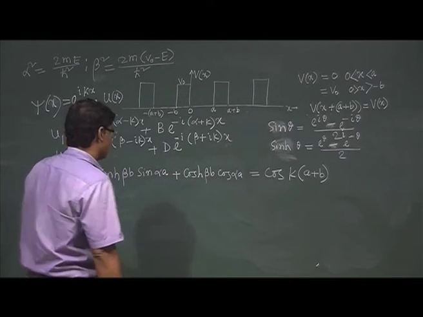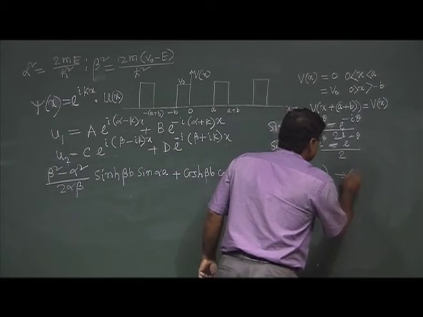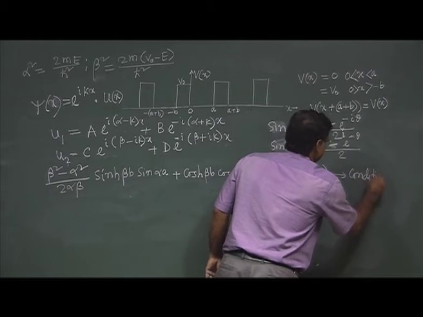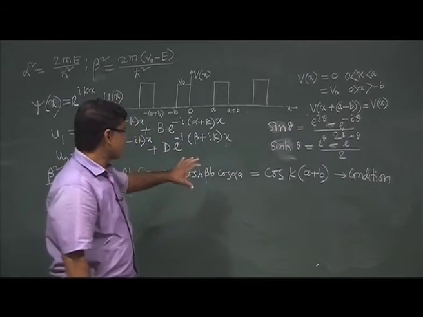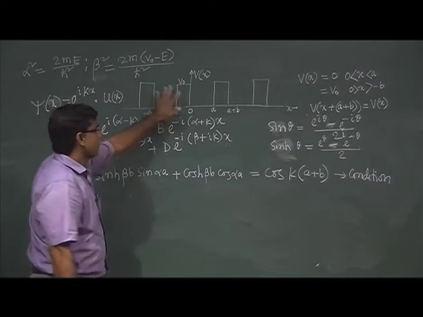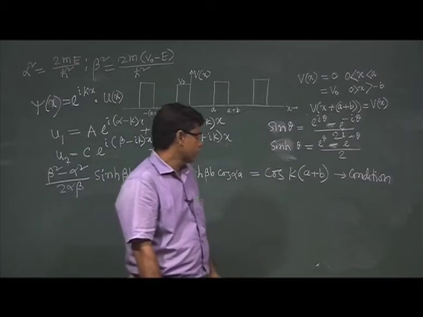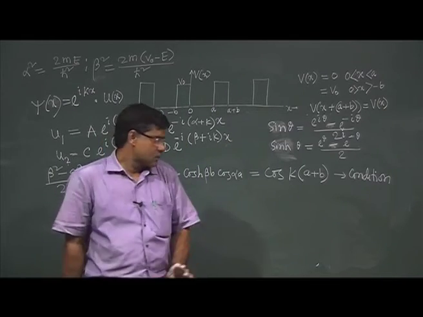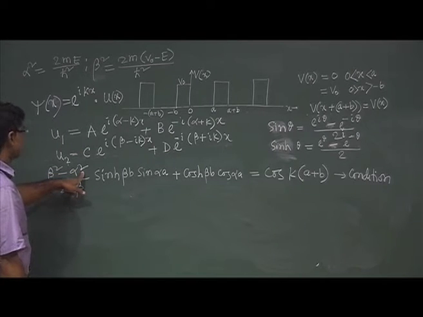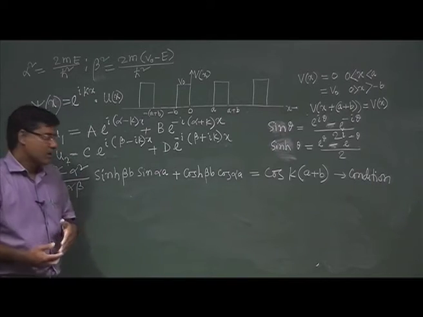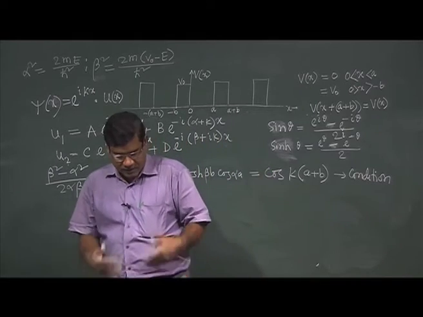So this is the solution we got. This is basically the condition, and this condition has to be satisfied by this system. So what is beta square minus alpha square? So what will we do now? This also looks complicated, right. So now we got the expression.